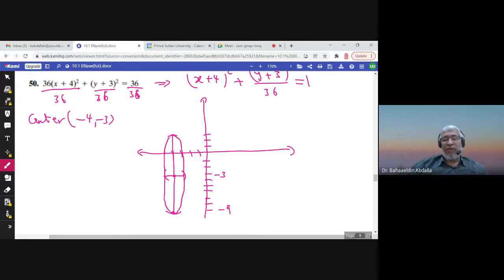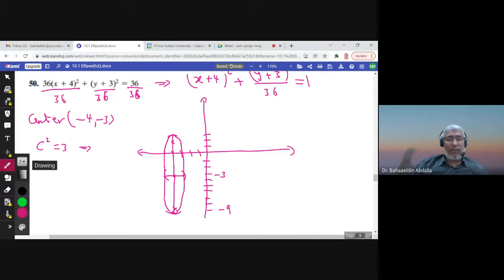And this is the graph of the ellipse. And here will be the foci. c squared is 36 minus 1, so it's 35. c is the square root of 35.